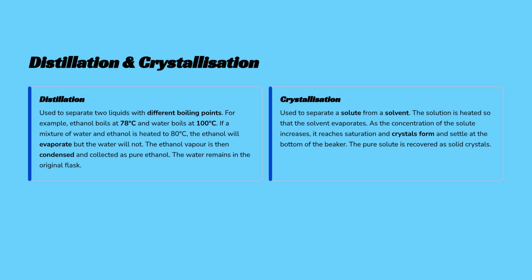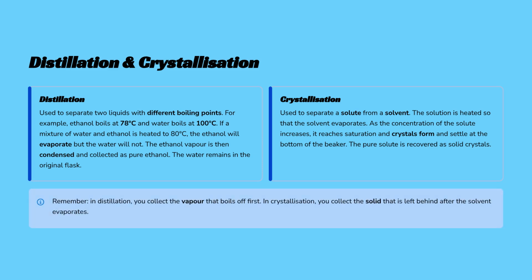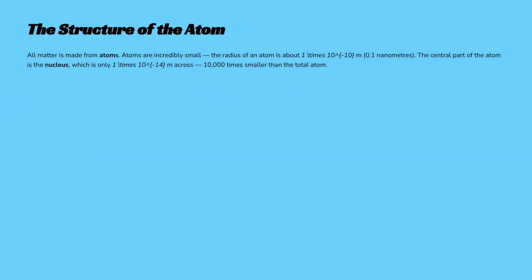Distillation separates liquids with different boiling points by evaporating and condensing the component with the lower boiling point. Crystallization separates a solute from a solvent by evaporating the solvent until crystals form. All matter is made of tiny atoms.